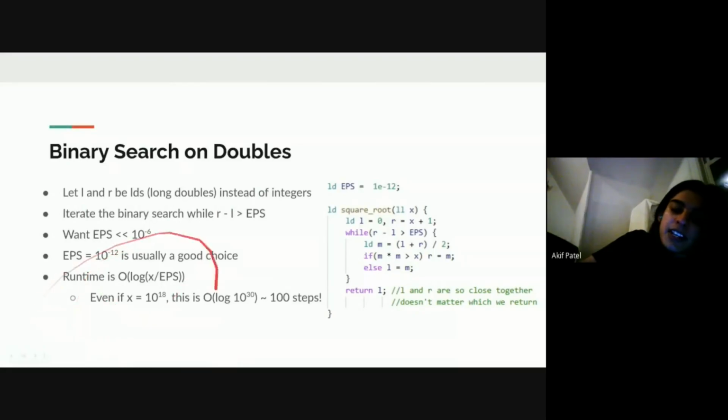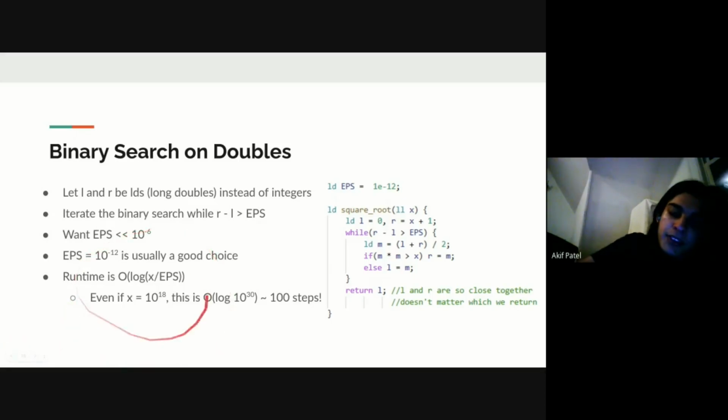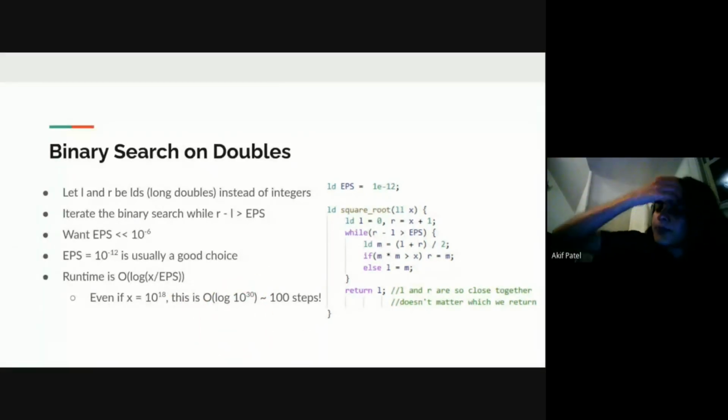And so the runtime here will be log x over eps. You can think of it as doing the normal binary search to get down to within 1, and then doing another binary search to get down within eps. It's the same binary search, but in terms of precision. The good part is that this doesn't matter that much, because even if x is 10 to the 18th and you're doing 10 to the negative 12th, this is only log of 10 to the 30, which is only 100 steps. That's great.